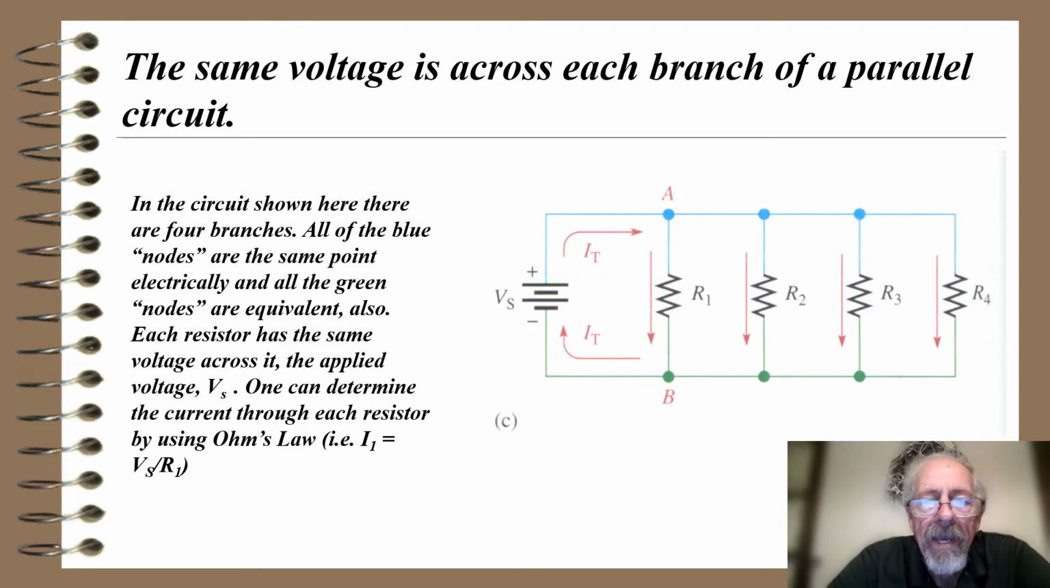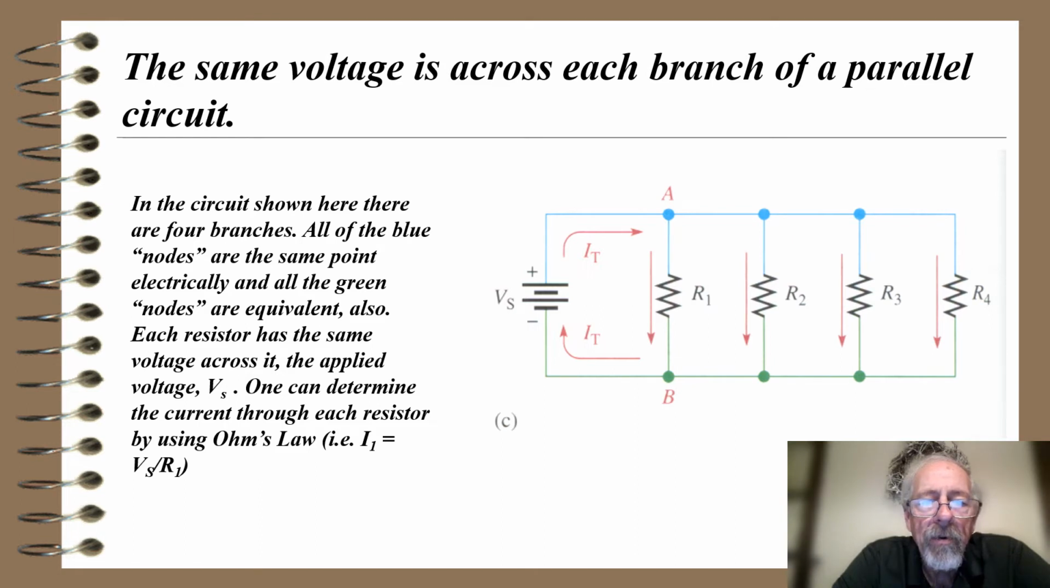So the big thing about parallel circuits is the same voltage across each branch of a parallel circuit. So here we have a voltage source V sub S, and we have resistors R1, R2, R3, and R4, and they're all basically across the same power supply V sub S. And there's a total current that comes out of the battery or source, and a total current that comes back to it. In this case, they're showing conventional current, again, going from plus to minus. We know the electrons go the opposite way. And you see a current through R1, through R2, through R3, and through R4.